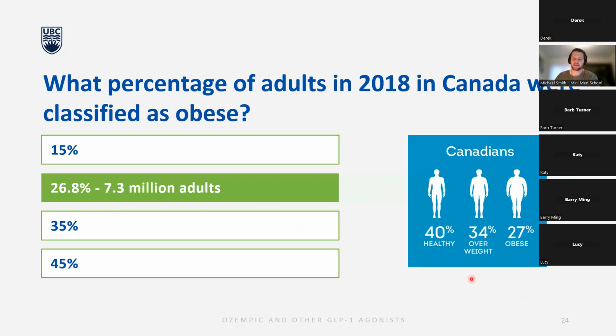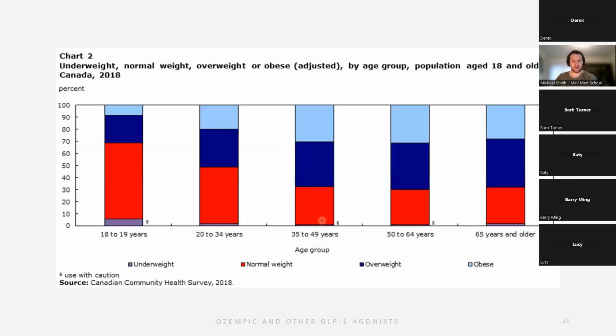As you can see here, though, when we talk about obesity, that's one thing, but we also have a significant amount of the population that's also classified as overweight. And here's some more information from Stats Canada. They found that even in the 65 years or older category, about 27% classify as obese.